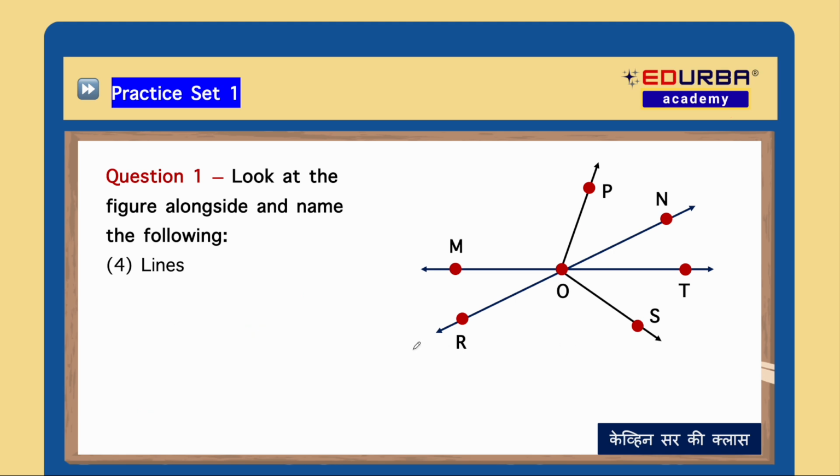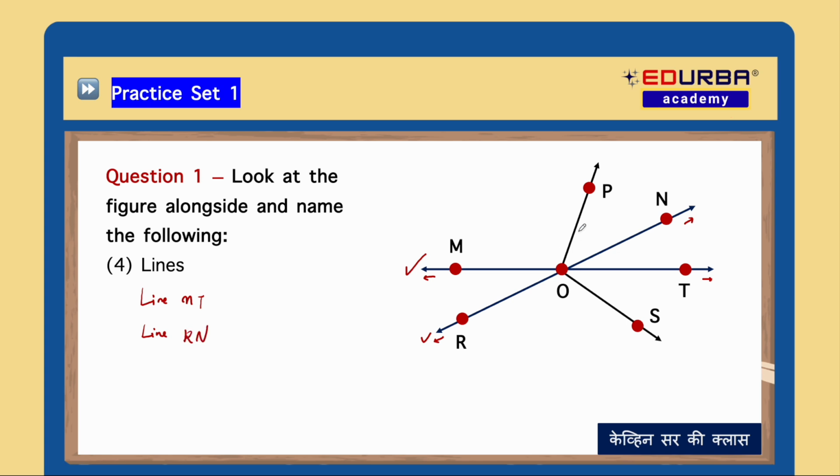Now the fourth question is lines. So line has a clear definition. Line extends in both the directions. That means it needs to have arrows in both the directions. So this is a line because it has an arrow in this direction as well as in this direction. So let me write the name line MT. Then this is also a line because it has an arrow in this direction as well as in the other direction also. So let me write it line RN.